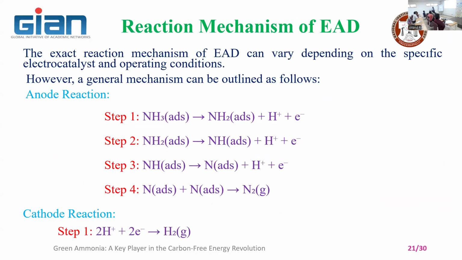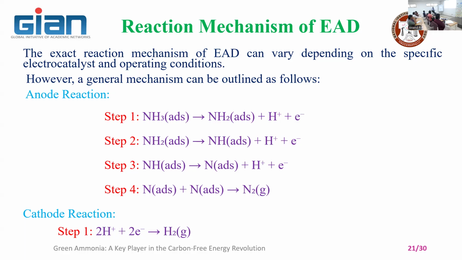The exact reaction mechanism of electrochemical dissociation can vary, depending on the electrocatalyst and operating conditions. So these are the general mechanism. NH3 is adsorbed on the surface of the anode, converted into NH2, then H plus and electron. H plus will move through the electrolyte to the cathode. The electron will move out from the anode and combine with H plus available at the cathode. So H2 is going to be formed. Then the NH2 already adsorbed on the anode is again converted into NH, then again H plus.